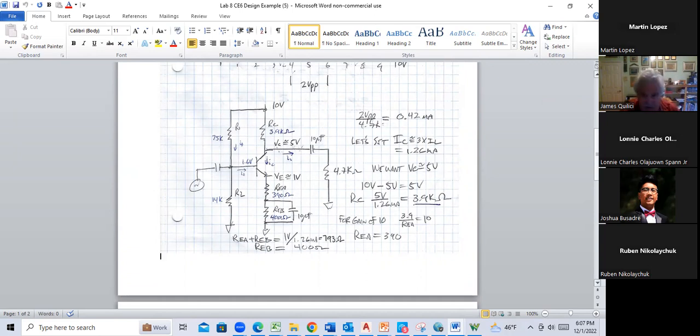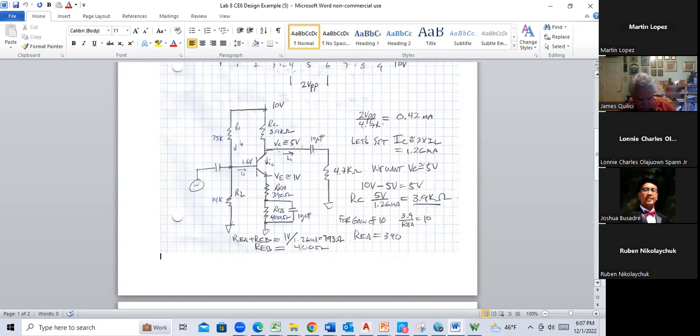Okay, let me see if I can get the right values here for 5 volts. Right now, my base is sitting at 1.4. I did that just before I got on. I realized, oh, holy smokes, I didn't do it for 5 volts. But let me see if I can get this tuned up real quick. 0.42 milliamps, and so I want 2.5 divided by 0.42.